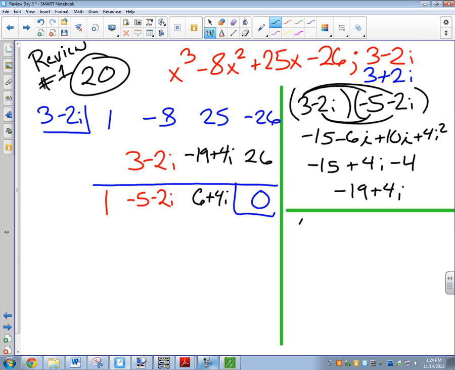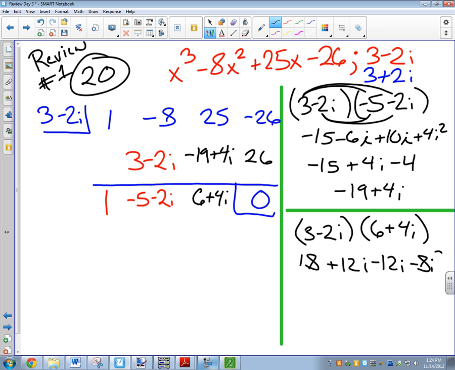Let's check just to make sure. So 3 minus 2i times 6 plus 4i. Multiply them together. 3 times 6 is 18, plus 12i, minus 12i, minus 8i squared. Middle's going to cancel. 18 plus 8. Yeah, that got me 26 like I hoped. Makes sense on the first step. It's synthetic division. You just have to FOIL a couple times to check your work.